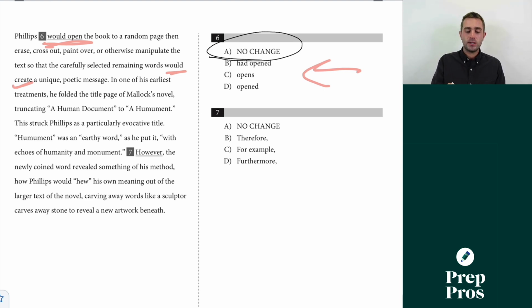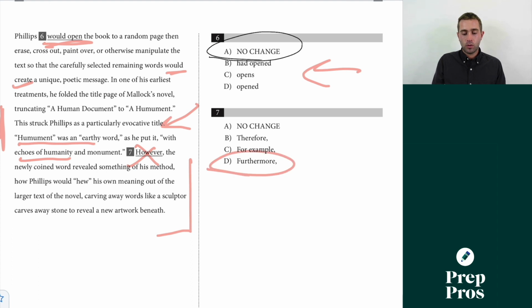So anytime I see transitions, I don't want to read this, I just want to think about the relationship between the two sentences. "Blank, the newly coined word revealed something of his method, how Phillips would hew his own meaning out of the larger text of a novel, carrying away words like a sculptor carves away stone to reveal a new artwork beneath." Well, we've added basically an additional thought onto what we were dealing with here around humument. So we're looking for some transition that is going to be showing us we're adding something on. So furthermore is the only one that makes sense here.